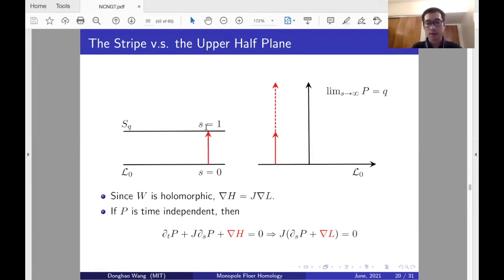This means that somehow you can continue this flow as s goes to infinity until we reach our critical point Q. This argument at least shows these two Floer groups are generated by the same set of solutions. And the hope is they should also produce the same Floer homology groups. I don't really have a proof for this statement, but this heuristic looks very promising.